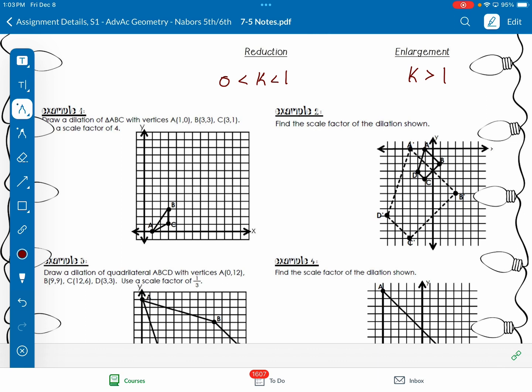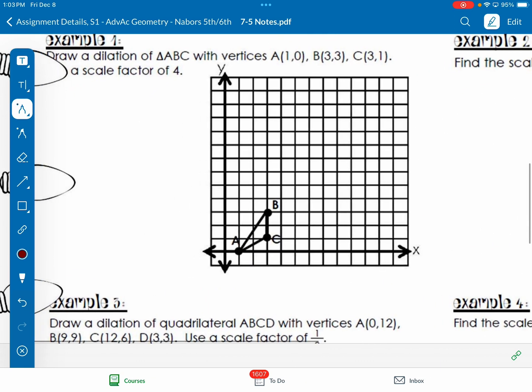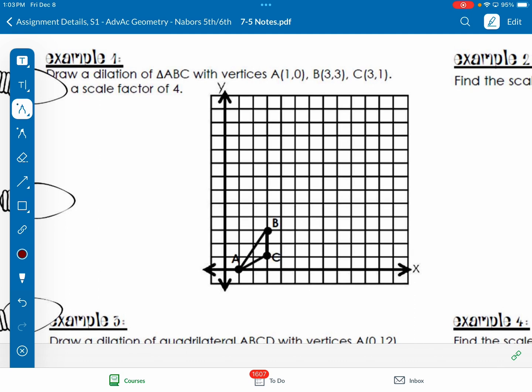Let's do example 1 first. We're going to draw a dilation. We have our original points here already graphed for us. And then they give us our new points right here. So all we're going to do is dilate those with a scale factor of 4. Okay. So our original points is 1, 0.